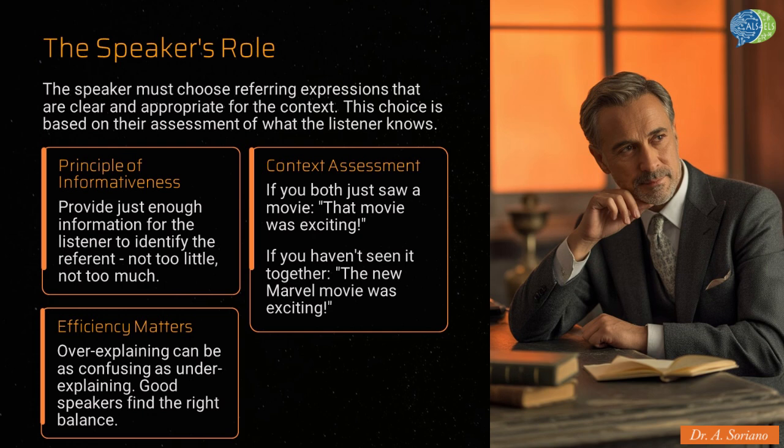Why is this important? Efficiency matters. Over-explaining can be as confusing as under-explaining. Good speakers are efficient and find the right balance through context assessment. For example, if you both just saw a movie, you can be vague: "That movie was exciting." The context handles the rest. If you haven't seen it together, you must be more specific: "The new Marvel movie was exciting."